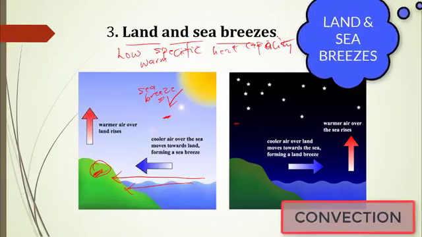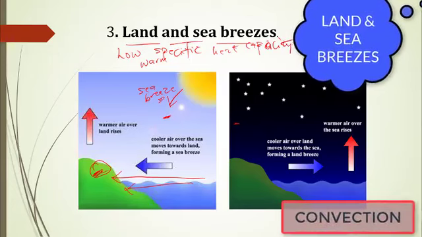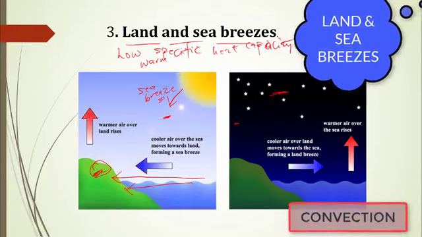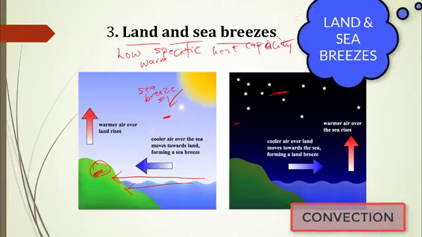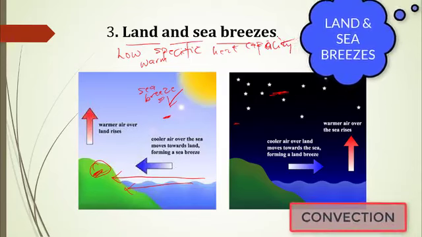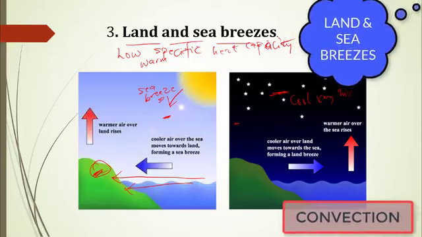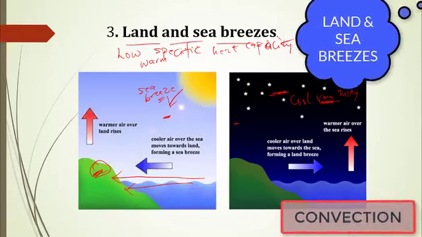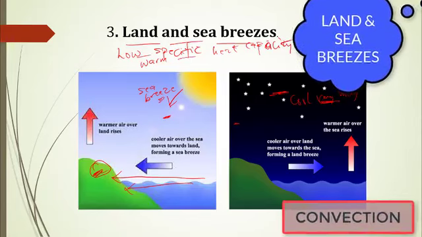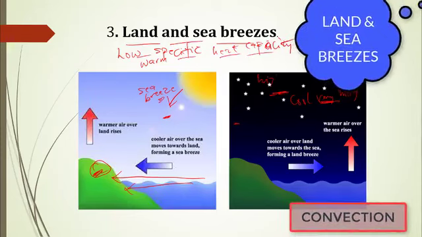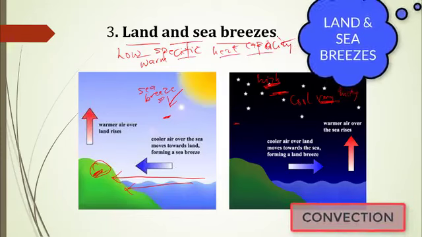On the other hand, during the night, you would notice that the land is not heated by the sun. Because the land is not heated by the sun, and because it is a very good absorber of heat, it tends to cool very quickly. But remember that the land has low specific heat capacity, while the sea has a very high specific heat capacity.